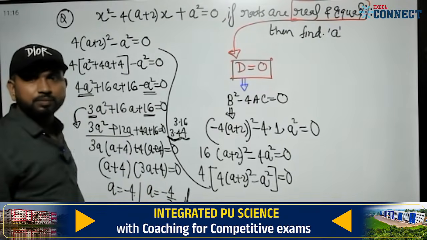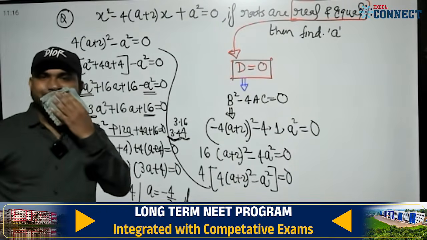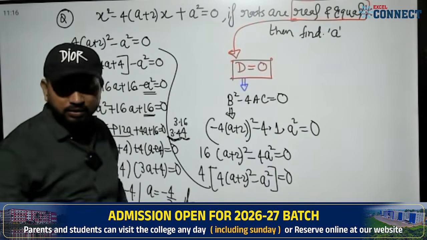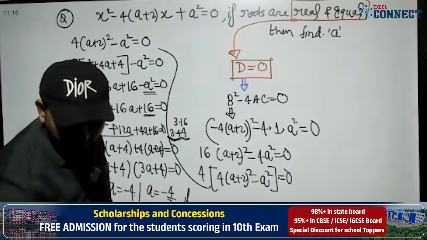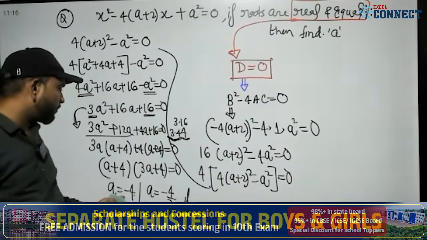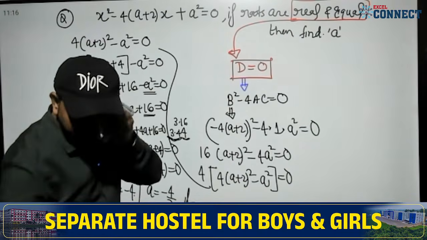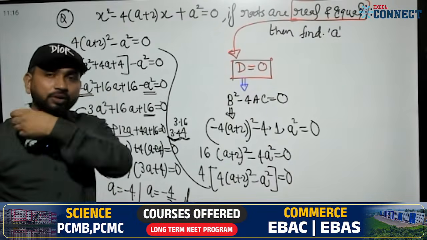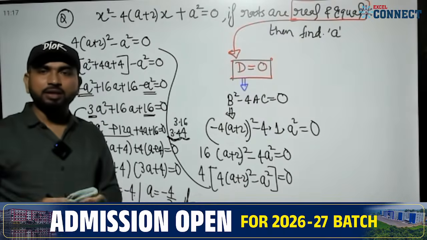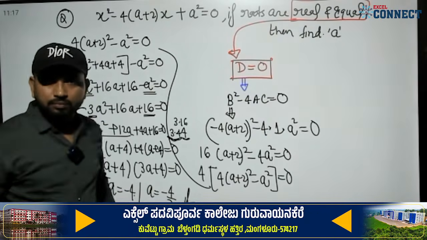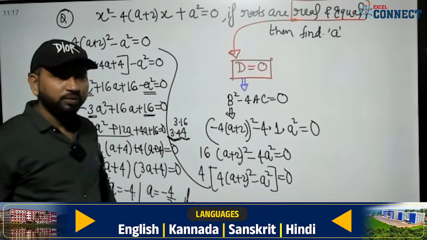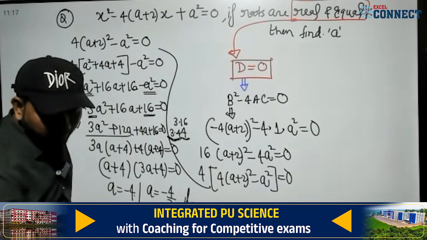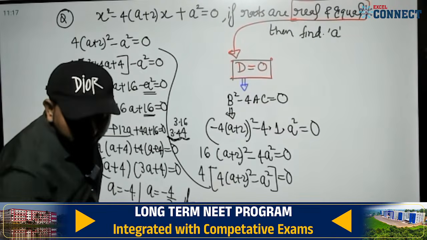Up to here clear? Tell me any doubt, you can ask, comment. Our answer is minus 4 and minus 4 by 3. Anything you have a doubt you can ask? Everything you are understanding now? Comment is not moving now. Okay. Now I am giving one more question.